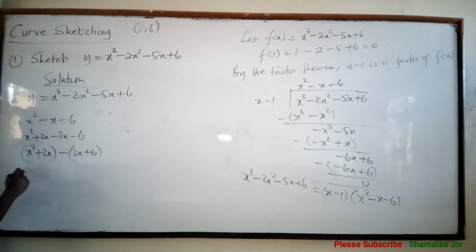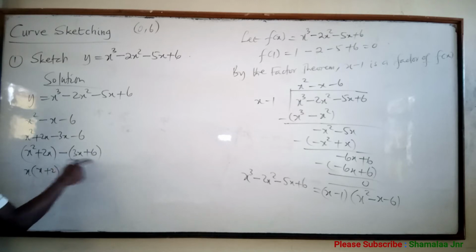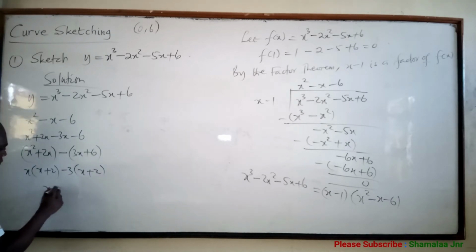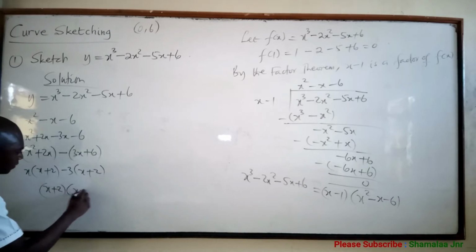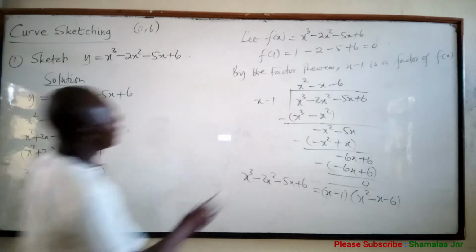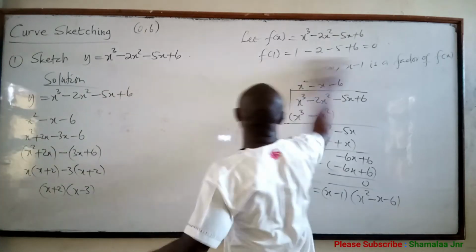Now, x is a common factor to come out. It goes here, x plus 2. This one, negative 3 is a common factor to come out. This goes here, x plus 2. So, x plus 2, and then x minus 3. Do you see? So you have been able to factorize this and you are getting this. What this means is that, let me clean this side.